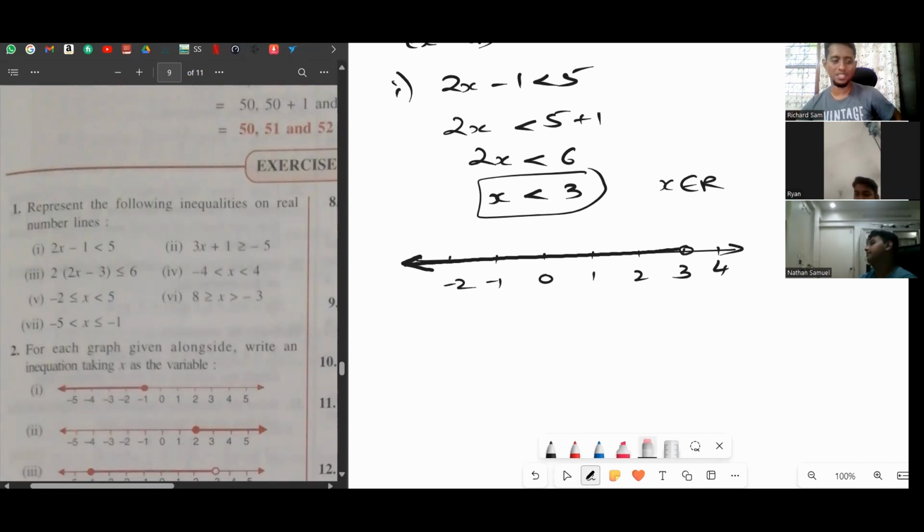For the fifth and seventh, they're already solved. You have the values of x between these two numbers, so you can directly put it on the number line. There's nothing to solve. Okay, start. Do it and send a photo to me.